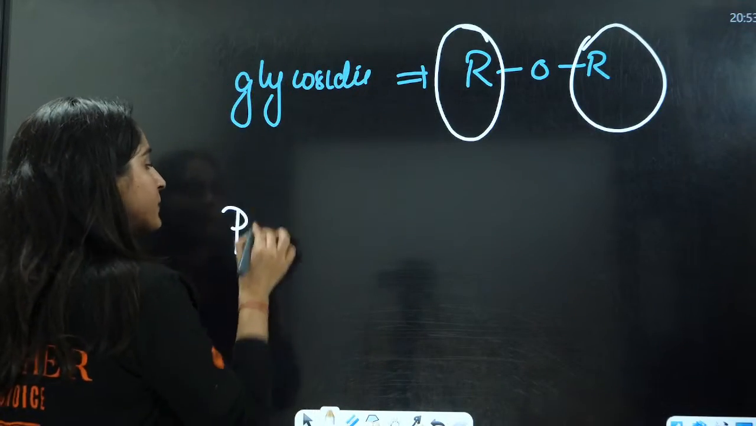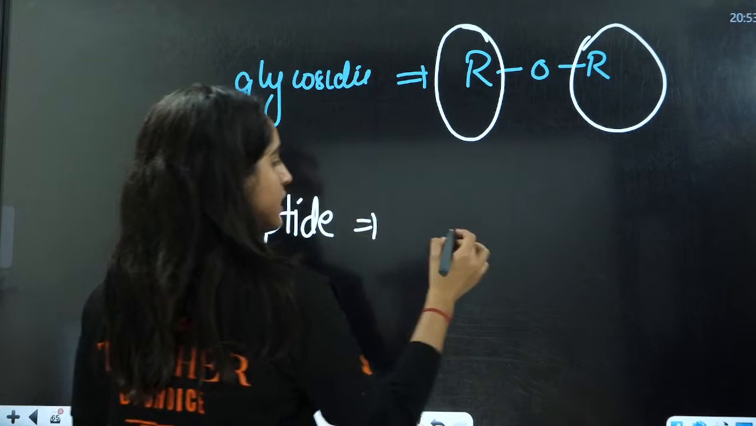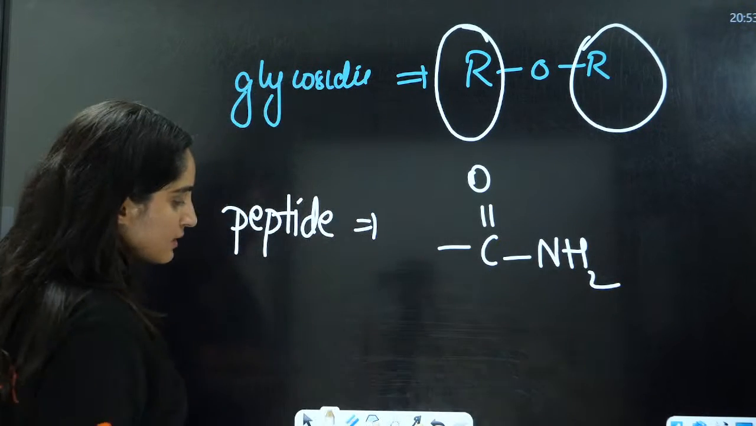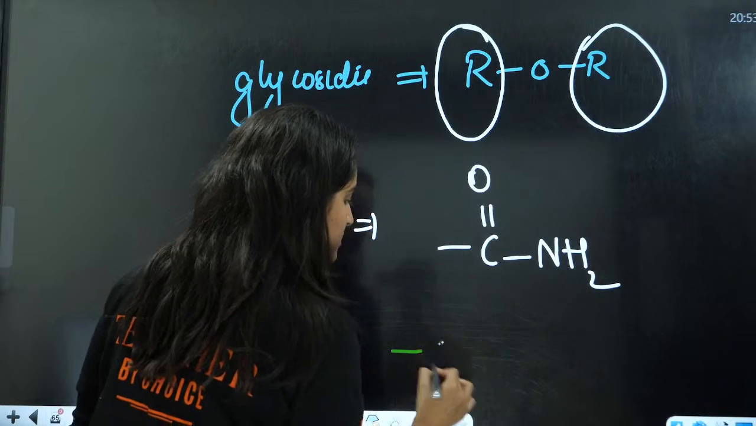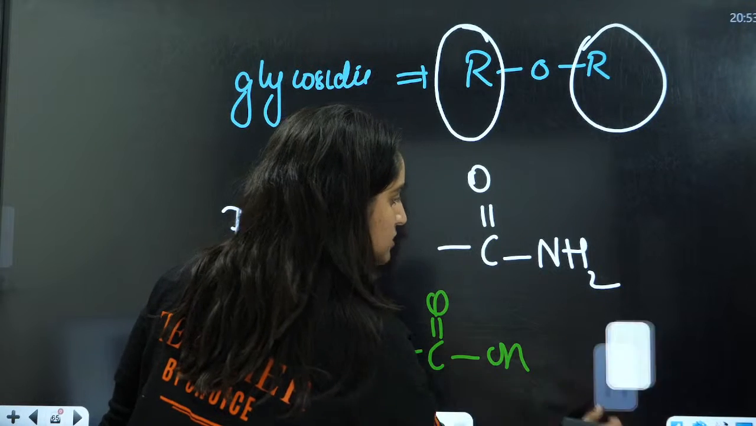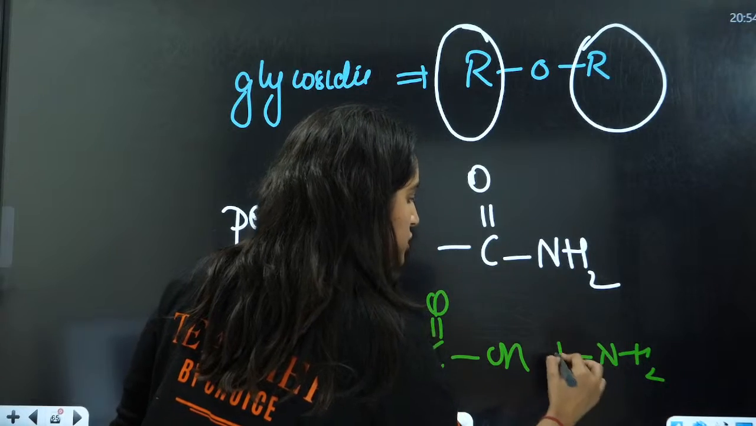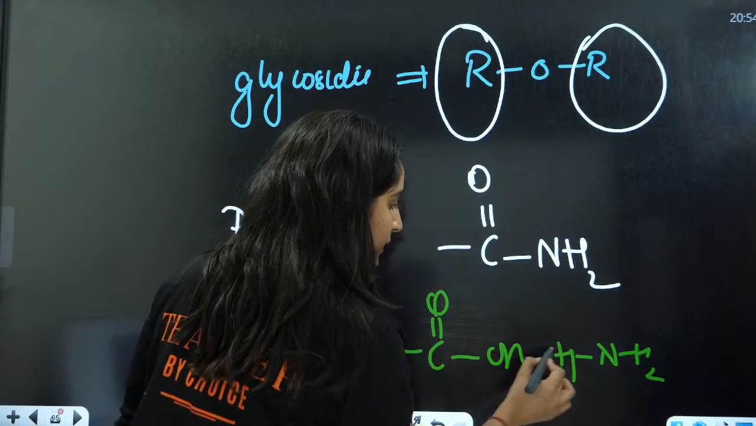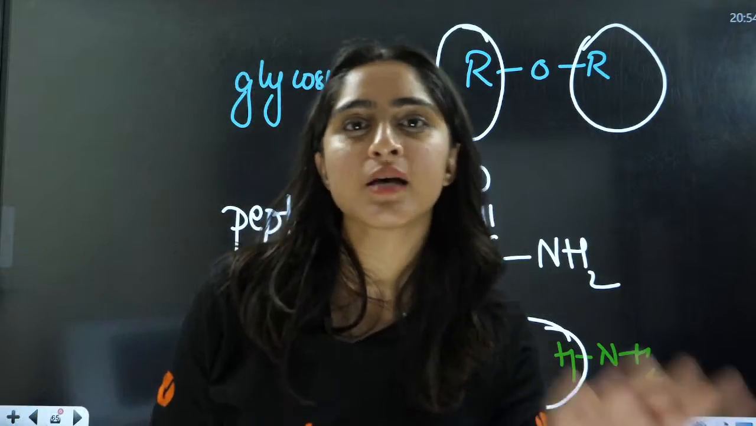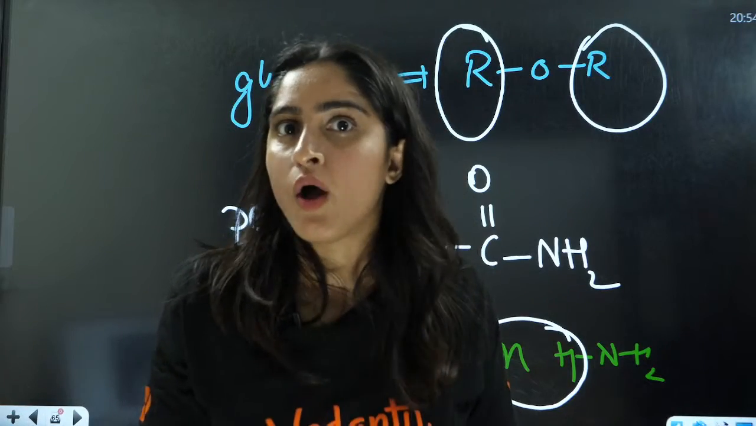Similarly, if we talk about peptide, you have this C double bond O and NH, right? Something like this. So how was it formed? You had C double bond O with OH, and this is NH2, right? Water will be eliminated, and there will be one amide group. But we cannot say this peptide chain is nothing but an amide group. No.